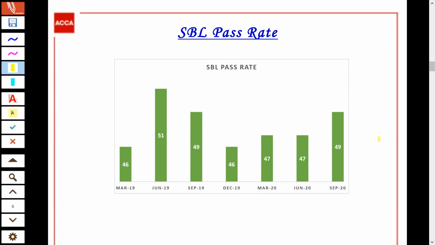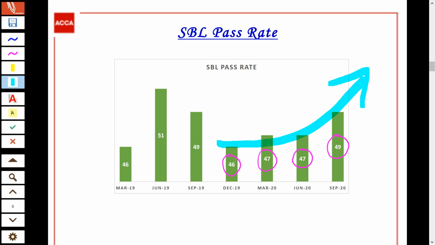All right, regarding the SBL pass rate, I can see some improvements. It was 46% in December 19, and then it went to 47. It was still 47 in June, and in the last attempt, it jumped up to 49. So you can see the graph going up. I hope it continues to go up.